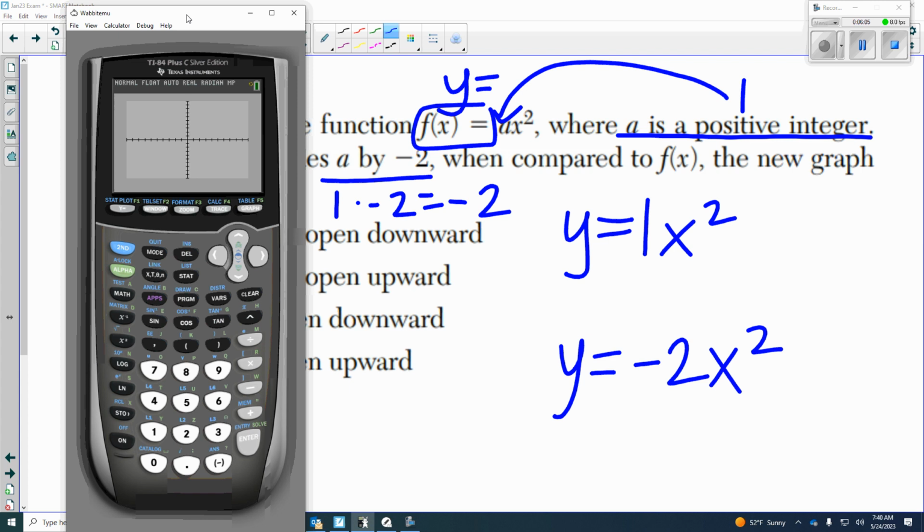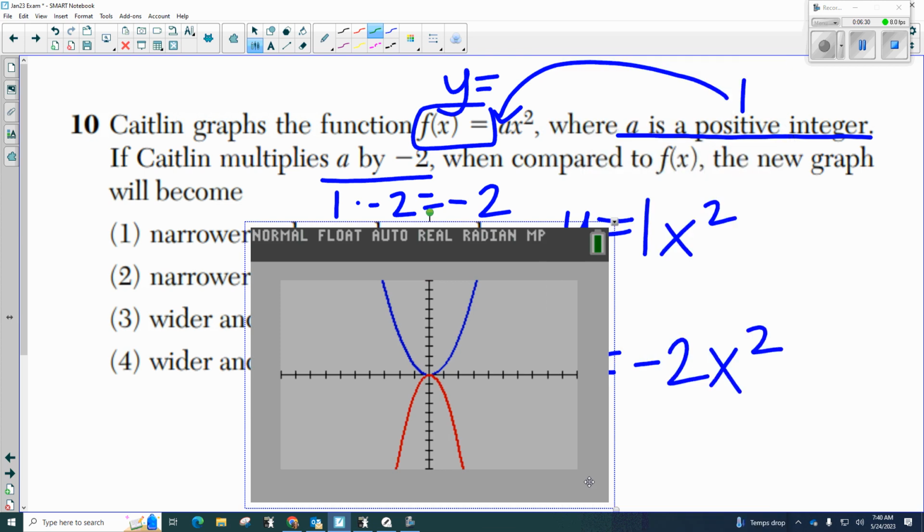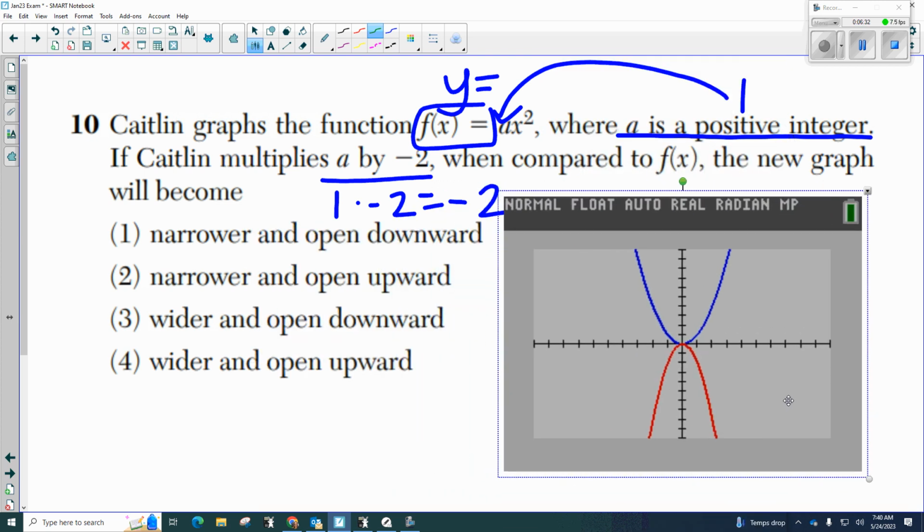All right, so hopefully you have already looked at them, and I'm going to just move it over here so we can see. So the first graph is the blue one, and then the second graph is the red one. So we're comparing the red one to the blue one. So what's different about the red one? Well, first of all, I want to talk about the opening. I love that feature that I can do that, so now I can write on it.